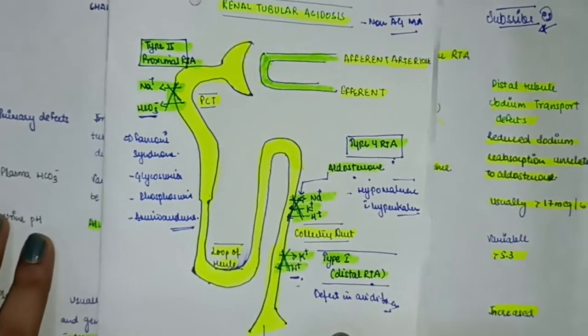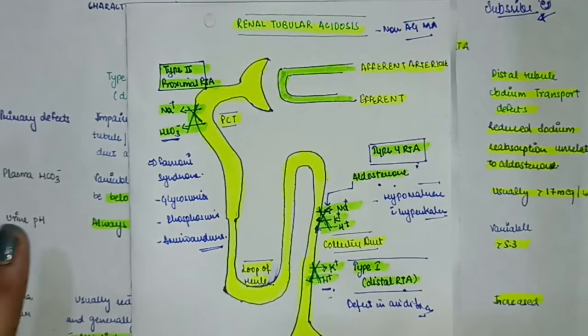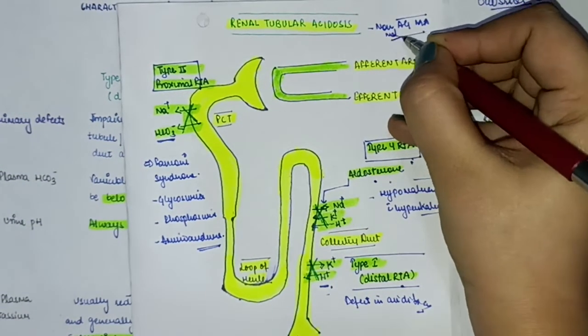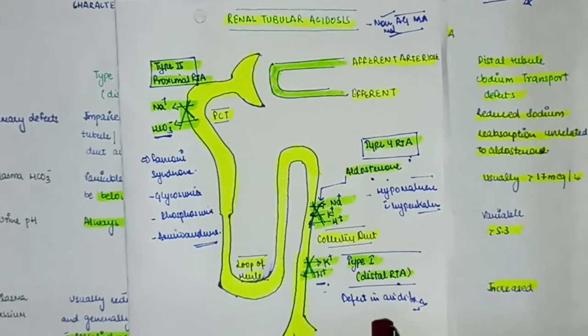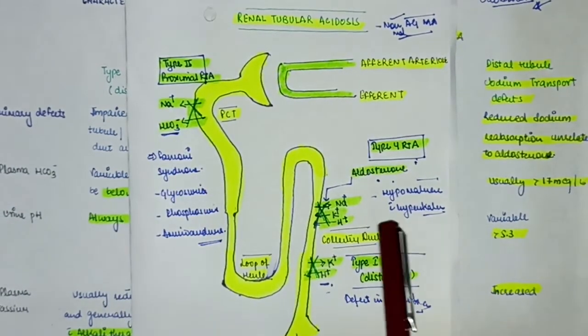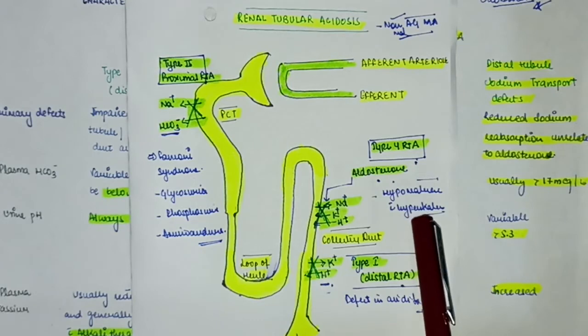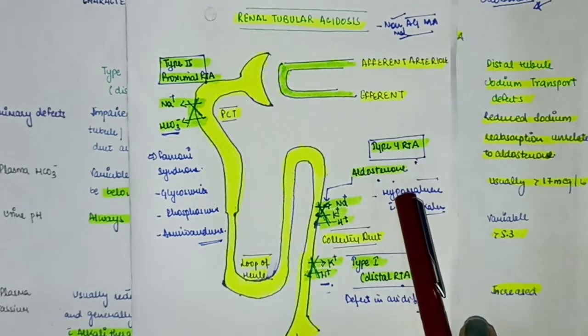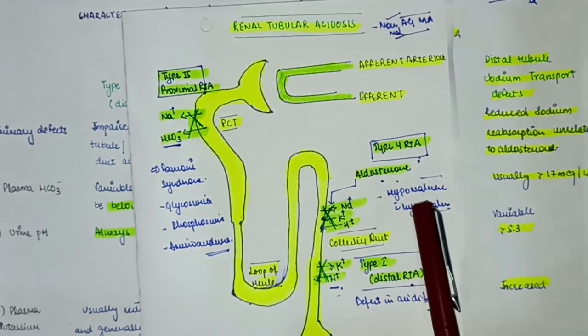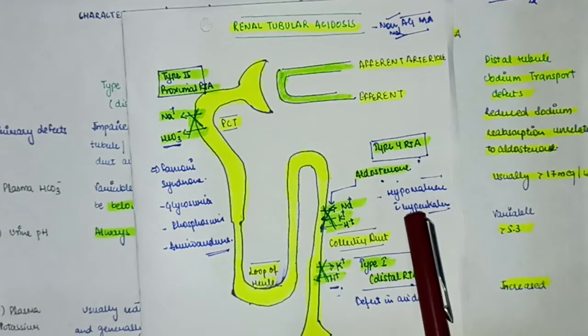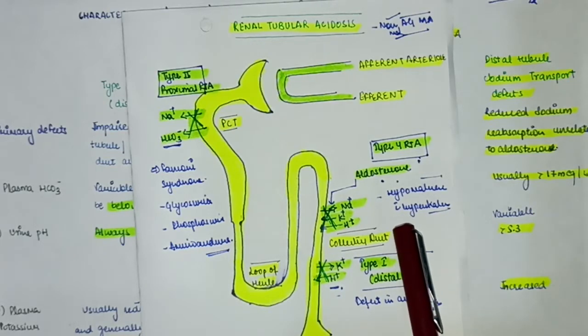So first, a little about the pathophysiology of renal tubular acidosis. Basically, there are four types of renal tubular acidosis. Renal tubular acidosis is an example of normal anion gap metabolic acidosis. Type 1 is distal RTA, type 2 is proximal RTA, and type 4 is hyporenemic hypoaldosteronism. Type 3 RTA is basically a distal tubule sodium transport defect.